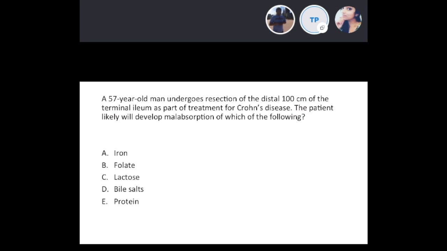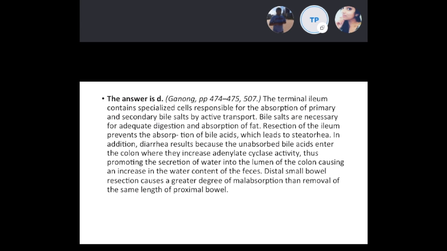E, protein? Okay. So the answer is actually bile salts, and I know I didn't review this. It's just like a trick question, or a question to jog our memories. The reason being is that the terminal ileum contains specialized cells responsible for absorption of primary and secondary bile salts by active transport. And resection of the ileum will prevent absorption of bile salts, which will lead to steatorrhea.